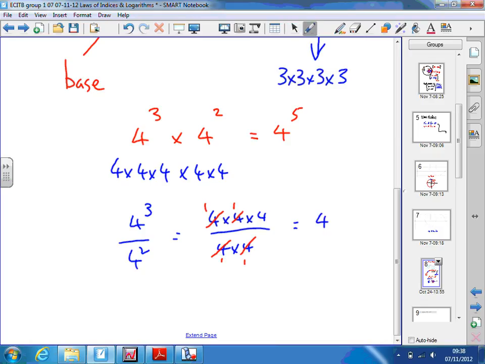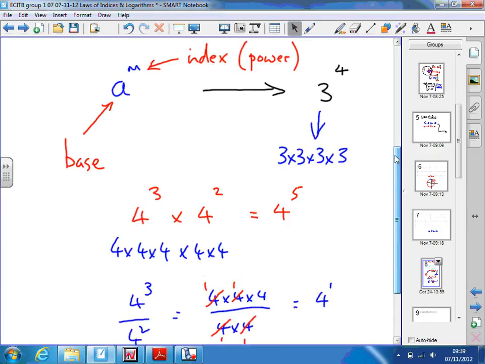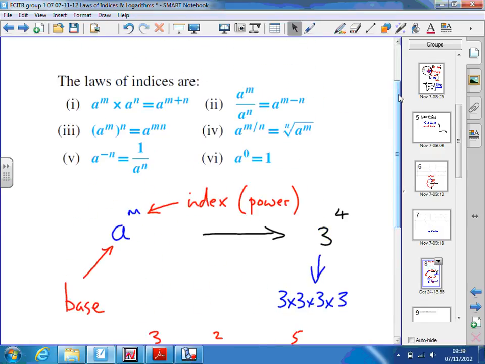And to get that, I actually subtract the powers. 3 take away 2 is 1. So in other words, 4 means 4 to the power 1, which is something that's worth remembering. If you see a number on its own, the power is 1. So the second law of indices is saying that if they are divided, I subtract the powers. Remember those two things. If the base is the same, when I multiply, I add the powers. When I divide, I subtract the powers.